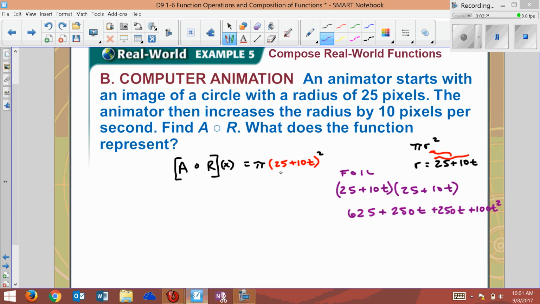So my formula here, now that I've FOILed that out, and I would need to distribute the pi through, is 625 pi, and remember this goes to 500t, plus 500 pi t, keeping the variable on the outside, plus 100 pi t squared. That would be A of r right there. It might be a lot for you, but that's how animators can use this in the real world. Now you try one.